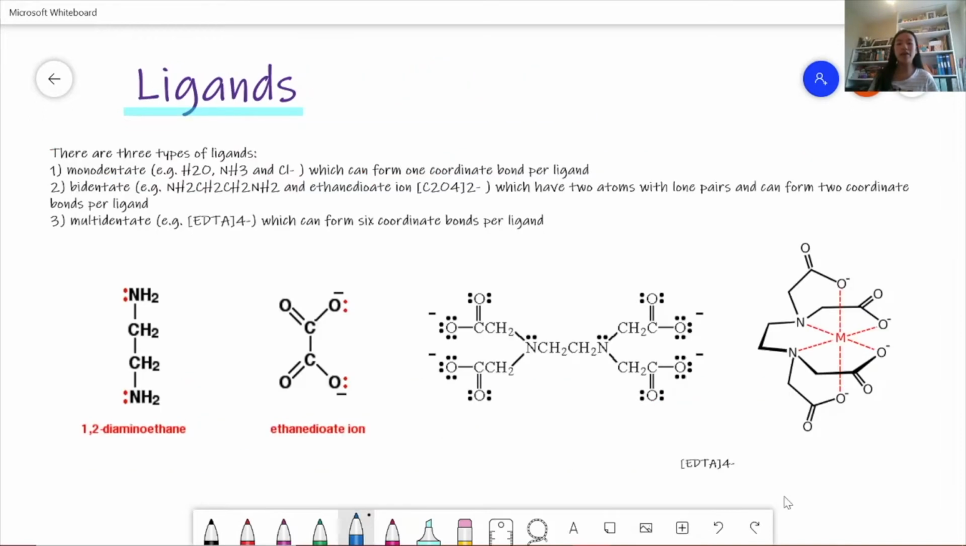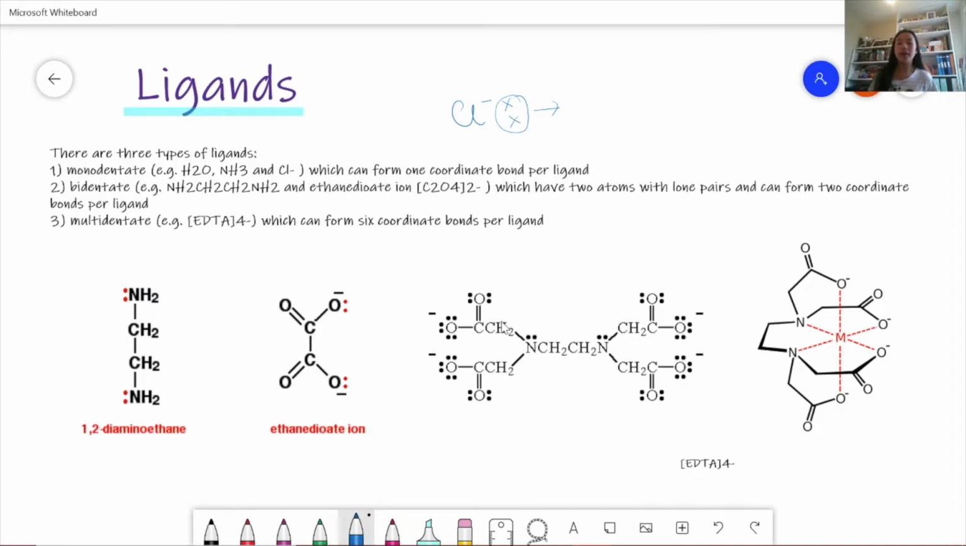Now we're going to talk about the different types of ligands that we have. So the first type is monodentate ligands, and examples of this are water, ammonia, and the chloride ion. And these can only form one coordinate bond per ligand. So for example, if we had chloride, it only has these two electrons which it can donate to something else. And so that's why it's a monodentate ligand, because it can only form one coordinate bond because it only has one lone pair of electrons.